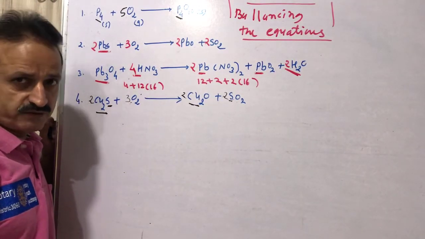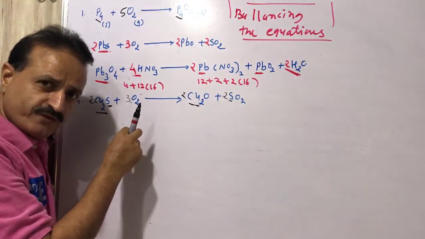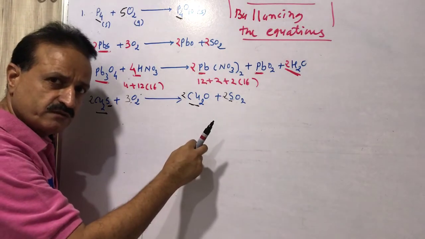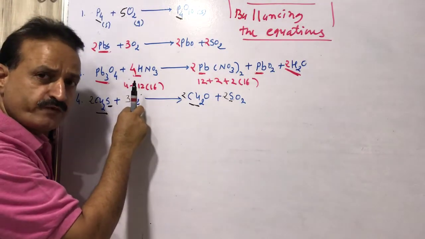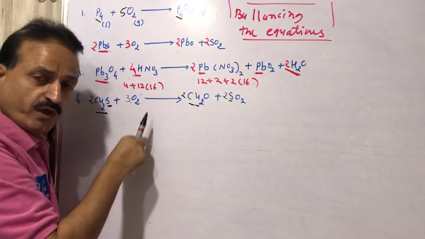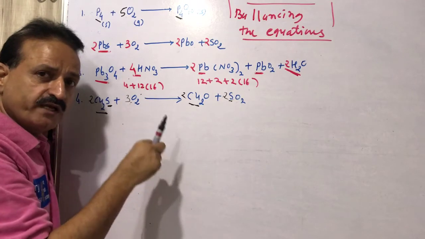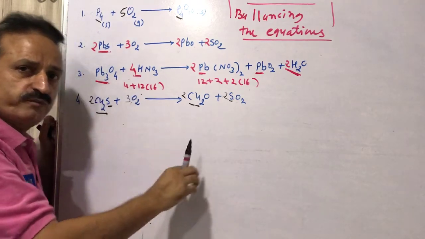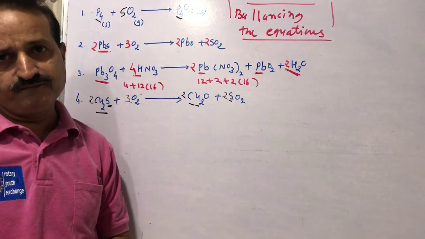Error and correction. Put a coefficient, try to balance it. If it is not balanced, then delete the coefficient, put a new coefficient. After all, both sides' elements must be equal. This is balancing an equation.